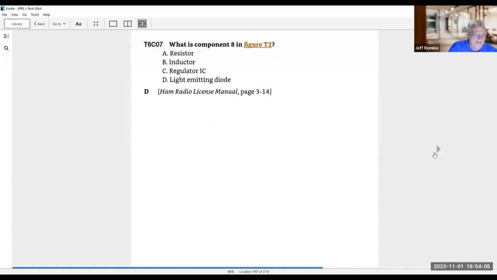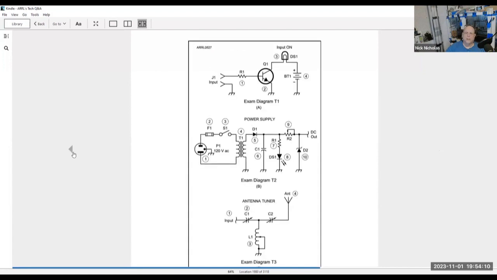All right, let's look at figure 2, and I'm just going to go over figure 2. We're going to cover all the components. Here's figure 2. Component 1 is the electrical plug. Component 2 is the symbol for a fuse. Component 3 is a switch, a single pole, single throw switch. Component 4 is a transformer. Component 5 is a diode.